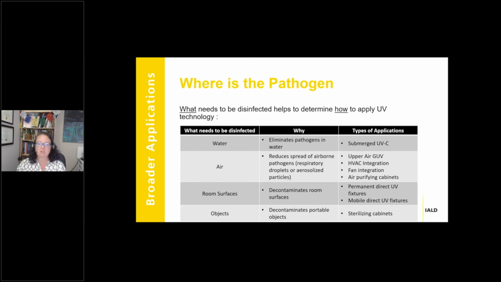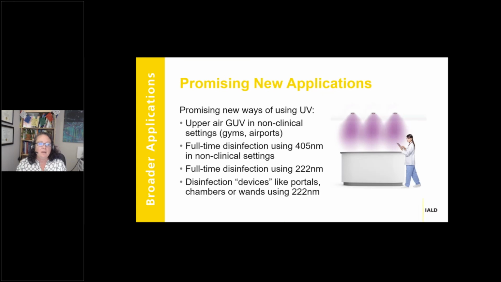We are seeing a rush to market from manufacturers of all stripes to provide UV fixtures with new form factors and integration though, so let's touch on those. Some of these promising emerging applications for UV are essentially bringing those more traditional applications into new spaces. As we talked about, upper air GUV is a time-tested, tried-and-true method for air disinfection, but historically it's been relegated to clinical settings like operating rooms or congregate settings like homeless shelters.